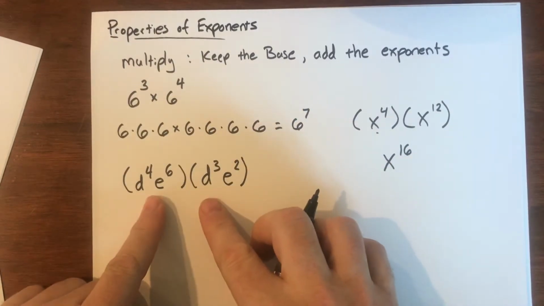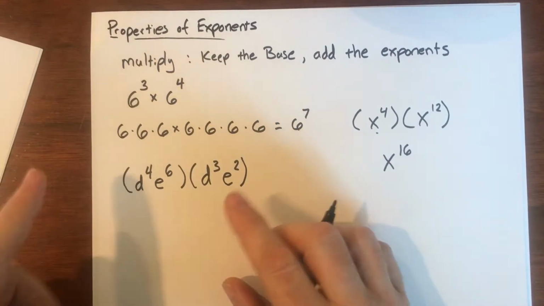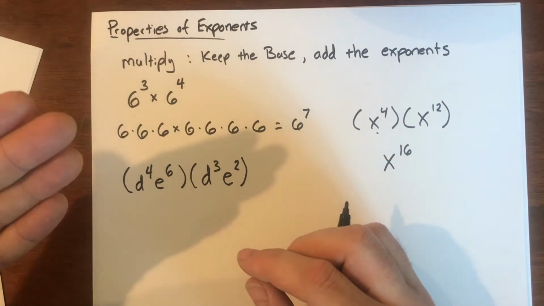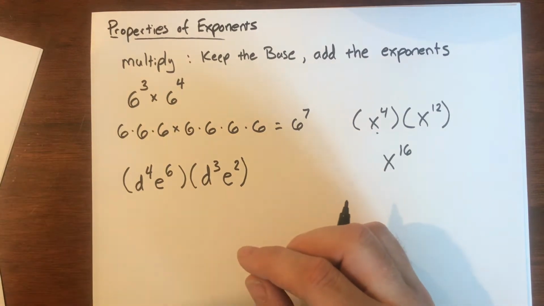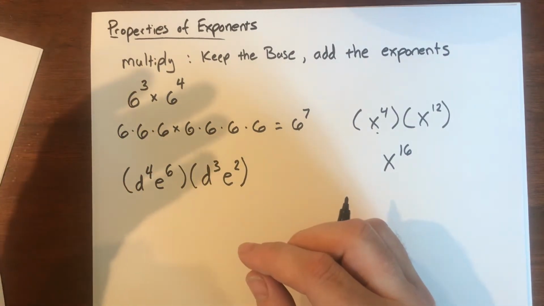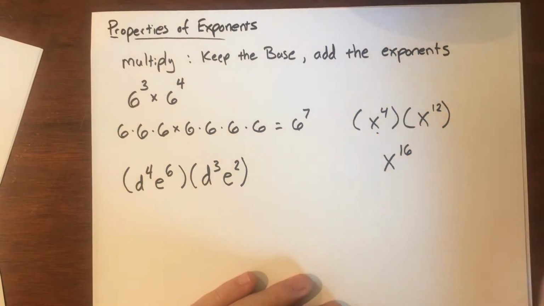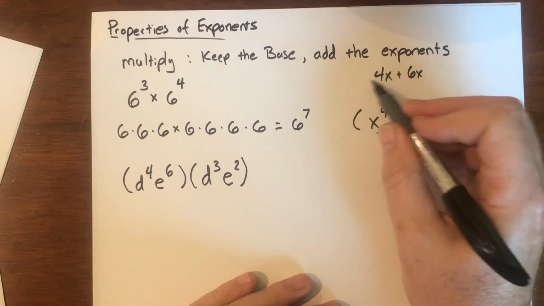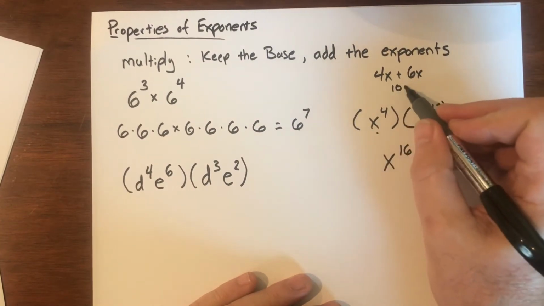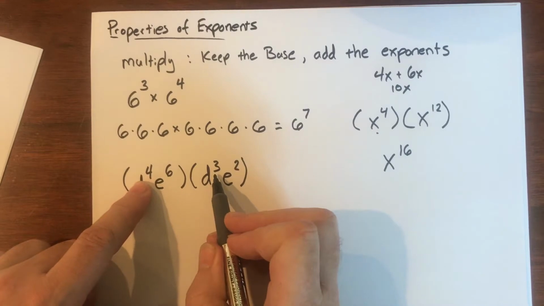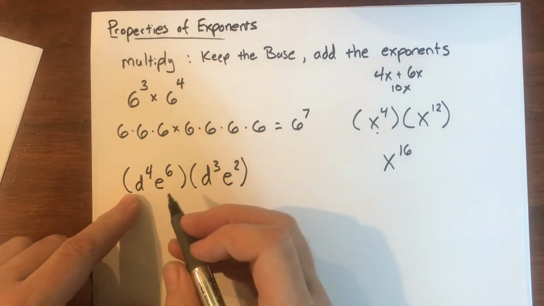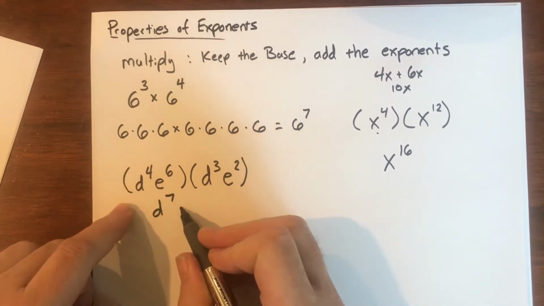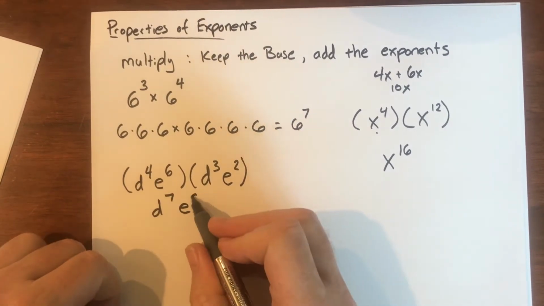So when we get here, think of it as kind of like a sorting. We're just putting things back together. We're combining like terms. And we're combining through multiplication. But really, we're doing what we normally do in an equation when we combine like terms, when we have 4x plus 6x, what do we do? We add them up and say, well, that's going to be 10x. Here, we're adding the exponents. Keep that base of d. 4 plus 3 is 7. Keep that base of e. 6 plus 2 is 8.